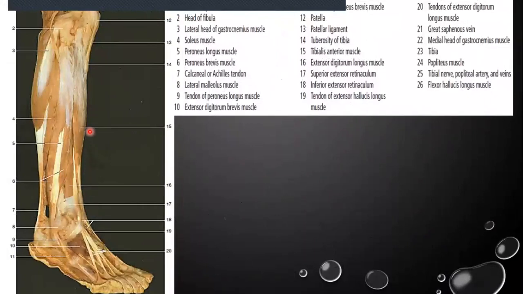So now we do that using cadaveric images. Here is your tibialis anterior. Okay. Then this is your extensor digitorum longus and its tendons here. Now these are muscles of the lateral compartment. This is your superior extensor retinaculum and your inferior. Okay.